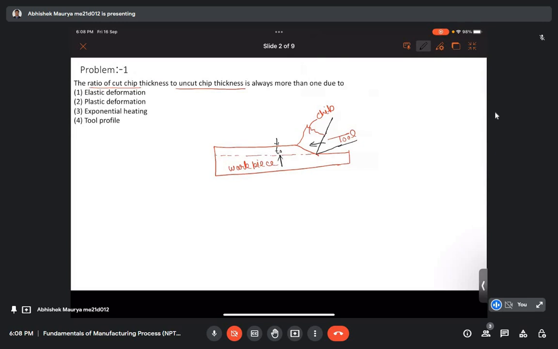T0. So this much of depth is given to the tool to penetrate inside the workpiece, and at the same time we are moving the tool forward, and we are trying to remove some material from the workpiece, and the material is coming out in the form of chips. So this is the chip, material is coming like that, and finally it's going there in the form of chips. So in the question it has been asked the ratio of cut chip thickness to uncut chip thickness. What is the uncut chip thickness? So this, the depth which is given like T0, it is the uncut chip thickness.